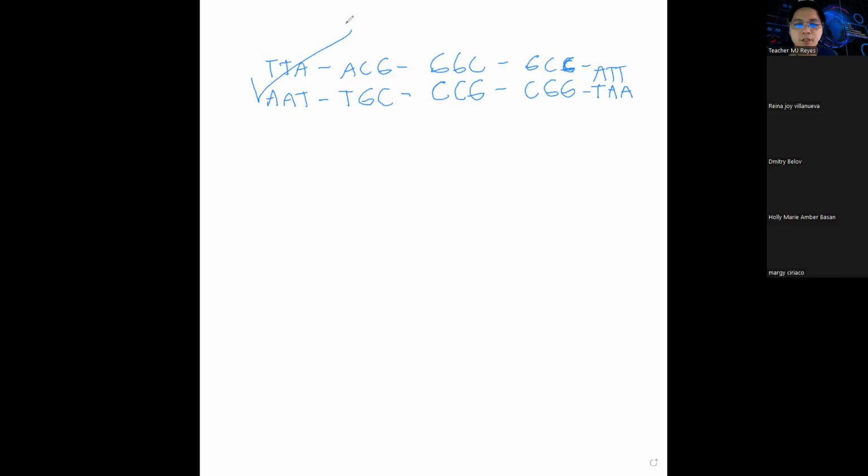How about if the question is asking about the mRNA? How can you solve this problem? If the question is asking about mRNA, mRNA is transcribed from a pair of nitrogenous bases. Let's take a look at this example again. Let's write it down: TTA, ACG, GGC, GCC, ATT. This is one of the examples. The question is asking about the mRNA strand.